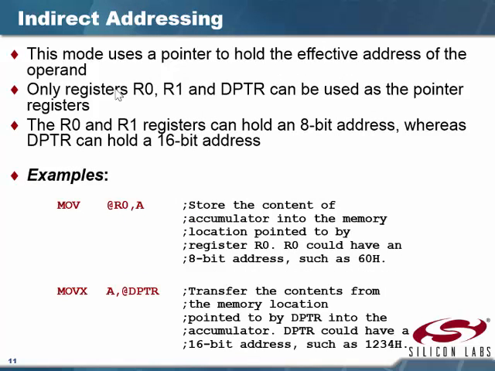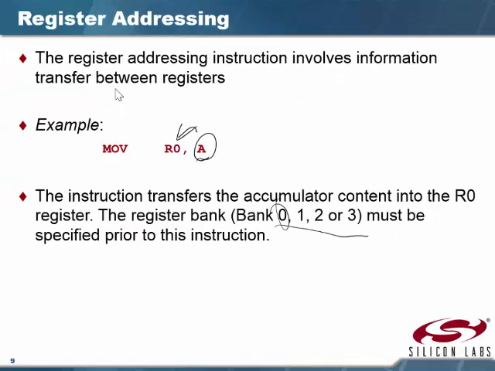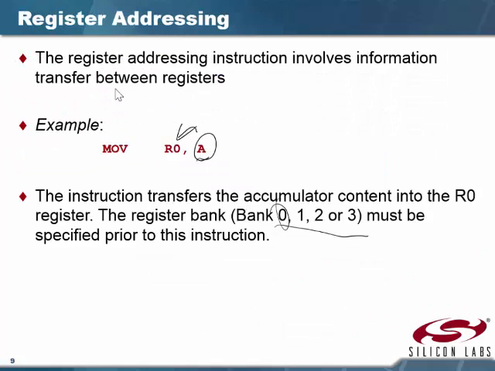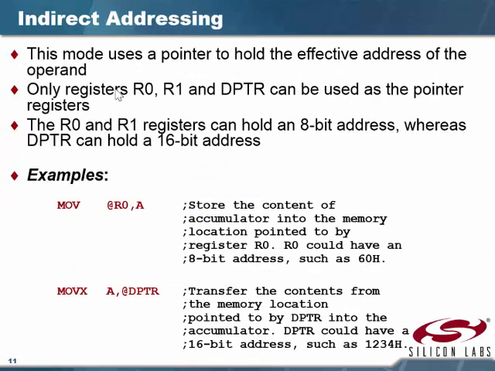Indirect means store the contents in the memory location pointed to by the register, which should have an 8-bit address. Because this is an 8-bit address, keep in mind that we're only addressing up to this area right here. And that's the reason why we can get away with only having this.